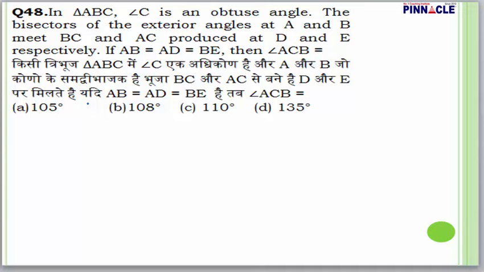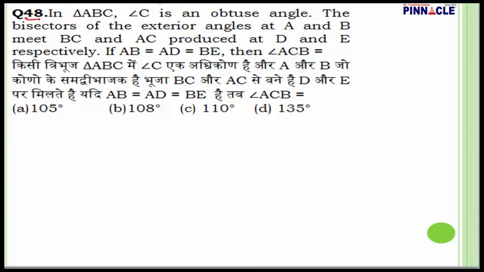Next question, question number 48. In this question, it is given that in triangle ABC, C is an obtuse angle. The bisectors of the exterior angles at A and B meet BC and AC produced at D and E respectively. If AB, AD, BE are equal, then we find angle ACB. Let's say this is triangle A, B and C.